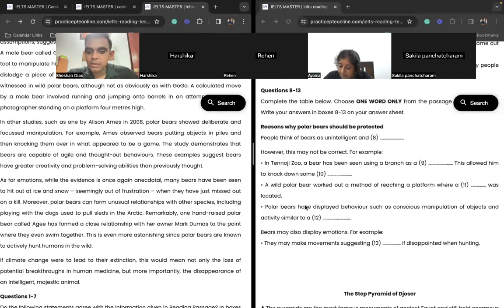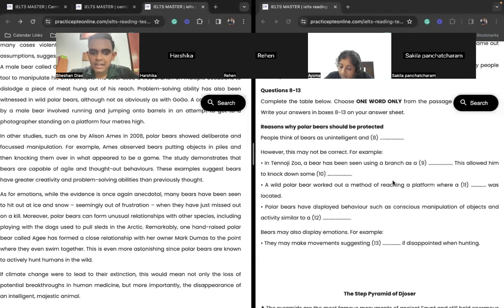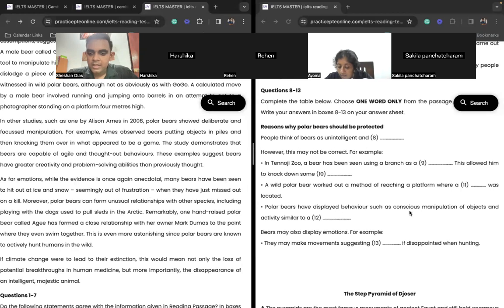So here it says polar bears have displayed behavior such as conscious manipulation of objects and activity similar to a blank. All right. Okay. So now we found the answer for question number 11 over here. That means the answer has to be below that. So below this, in these paragraphs, right? Conscious manipulation. So polar bears, behavior, conscious manipulation. Here, polar bears, conscious means deliberate, manipulation. Okay.